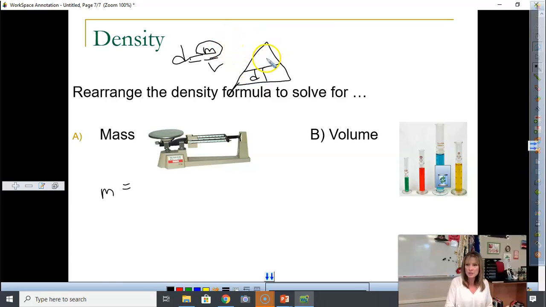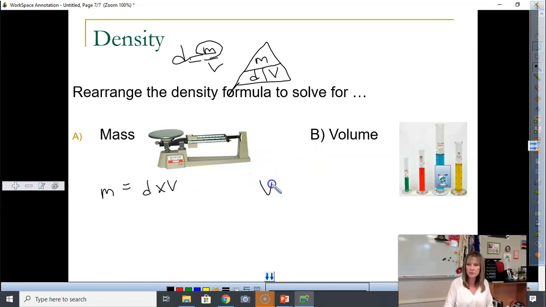Whatever's on top goes on top up here. Well, what's on top? Right, mass. And the only other spot left is that one for volume. So the way I rearrange the formula is whatever it is that I'm looking for, I cover that up. So if I covered up mass, I would just have D next to V. So what is that? That's multiplying, right? So mass is density times volume.